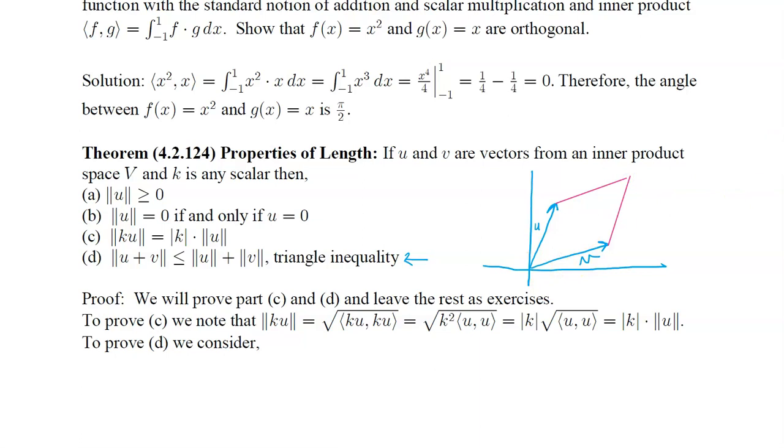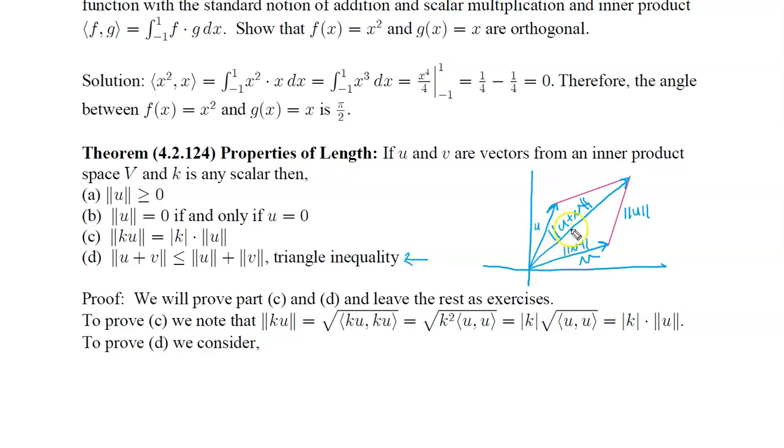Okay, so right here would be u plus v. You see the length of this side is the same as the length of the vector u, so we have this as being the norm of u. This side right here is the norm of v. And this side right here of the triangle is the norm of u plus v.